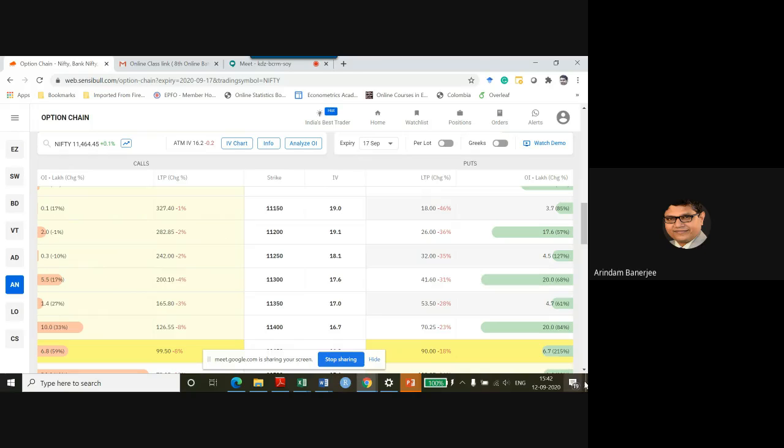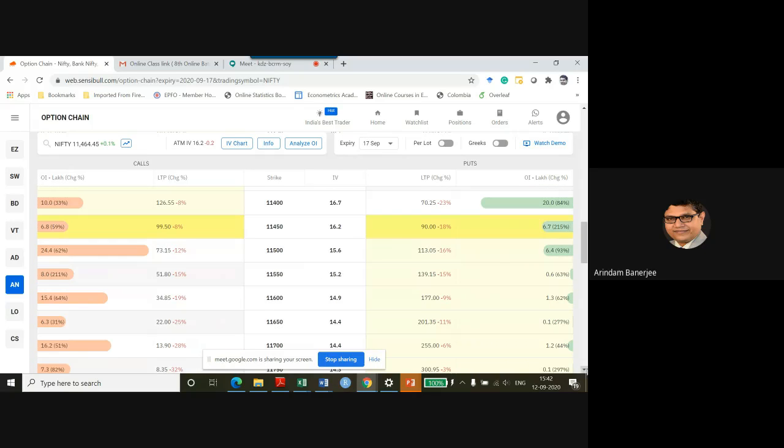Right? So the rise in open interest shows that the market participants are increasing their participation in the market. Now this LTP, this premium, in this case, these are highly traded. You can see the open interest here, 24.4 lakh. That means 24.4 lakh call contracts are open at 11,500.